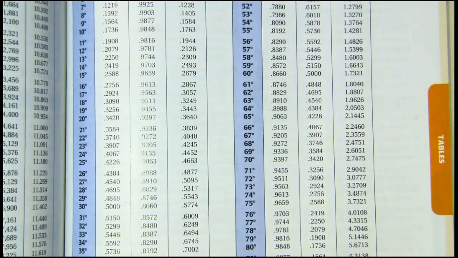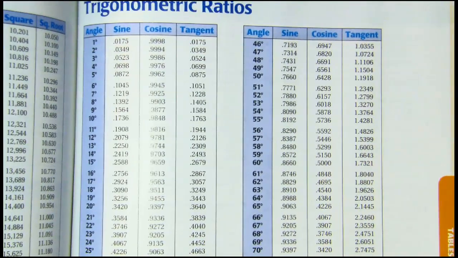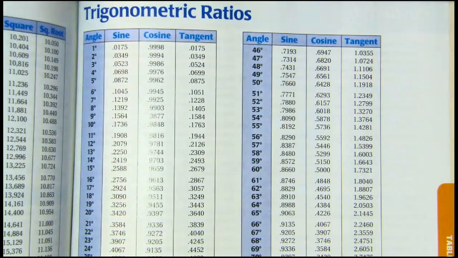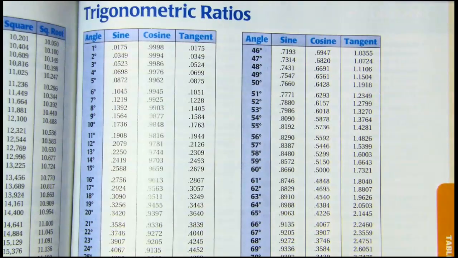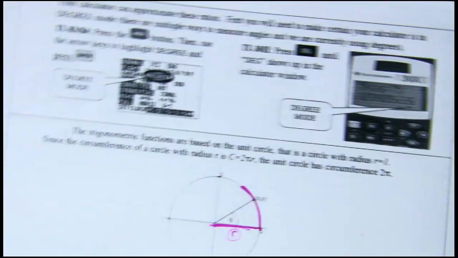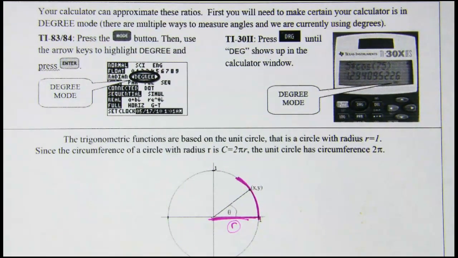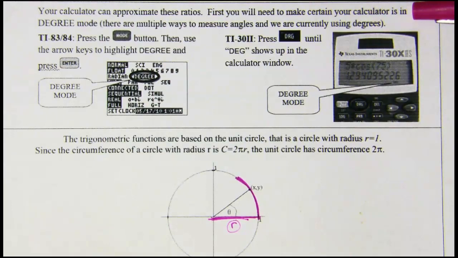Now, what I need for you to know is that this chart is helpful and useful. It's great for illustrations, and we will be using this quite a bit. But for our calculations, we are actually going to be using calculators. The big part of this video is that I need you to understand the angles are in degrees. You may not know this yet, but angles can be measured in many different ways, in particular radians and degrees. Our calculator can approximate these ratios, but first we have to make certain that our calculator is in degree mode.